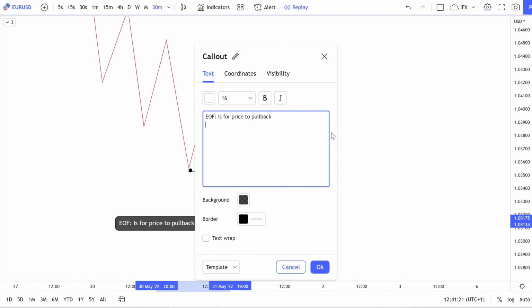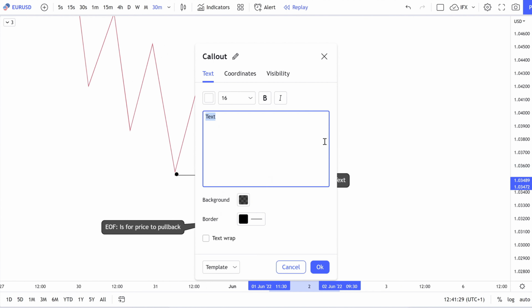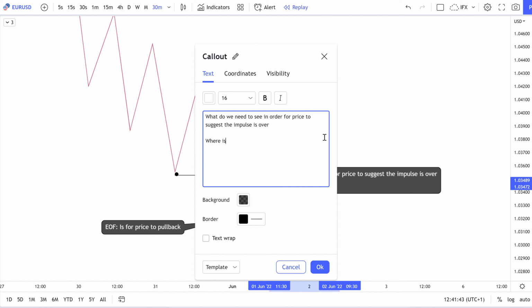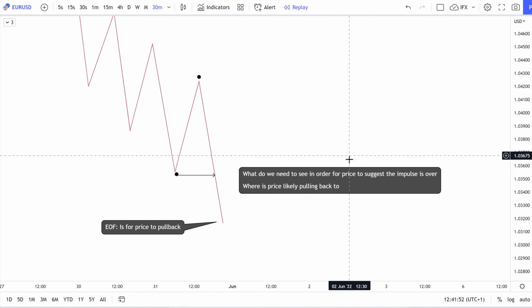Now, that's all well and good. What we need to ask ourselves now is, what do we need to see in order for price to suggest the impulse is over? And where is price likely pulling back to? These are things that we need to ask ourselves.